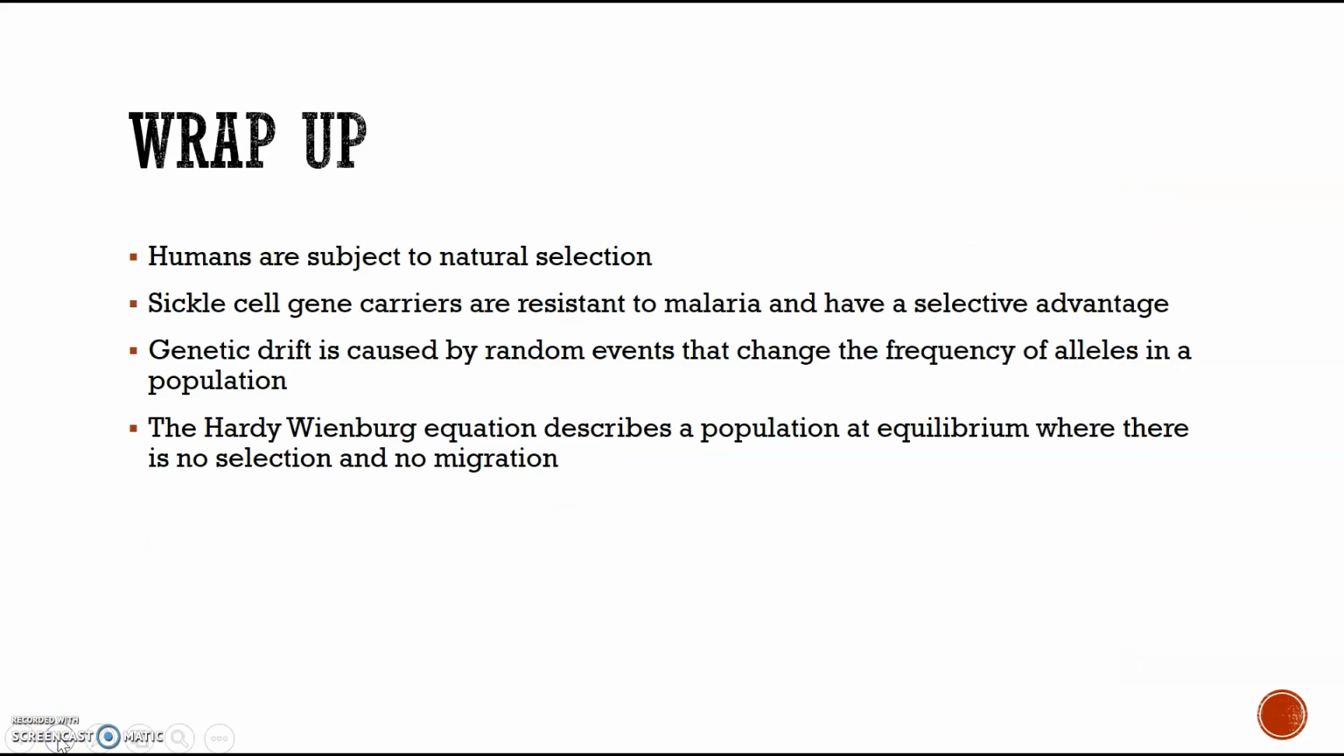So let's wrap up. A few things to remember. Humans are subject to natural selection. Some people forget that sometimes. We are still being selected upon. Sickle cell gene carriers are resistant to malaria, and that gives them a selective advantage. Right? And it has to be a pretty good advantage because it comes along with a pretty big downside as well. The Hardy-Weinberg equation describes a population at equilibrium where there's no selection and no migration and no mutation.